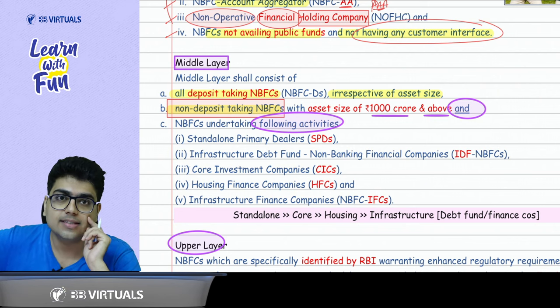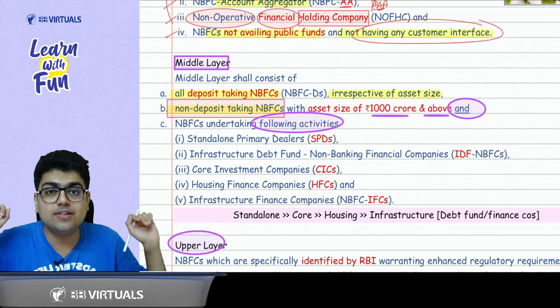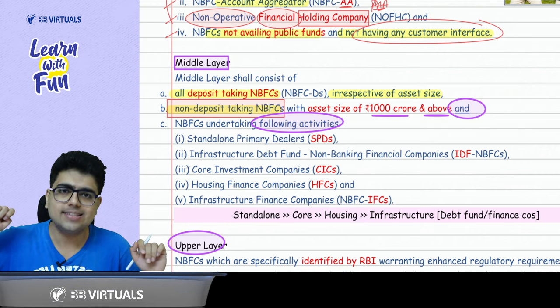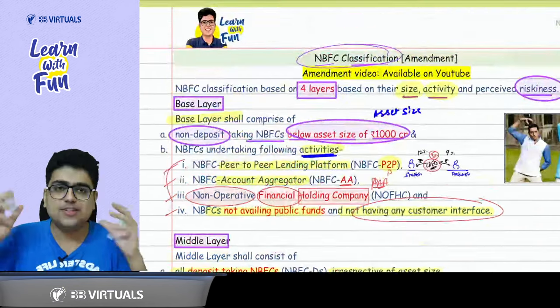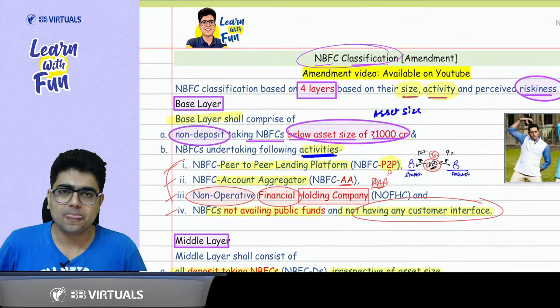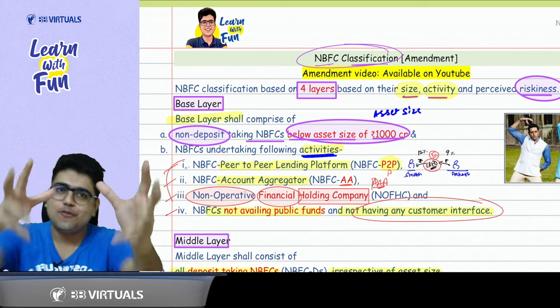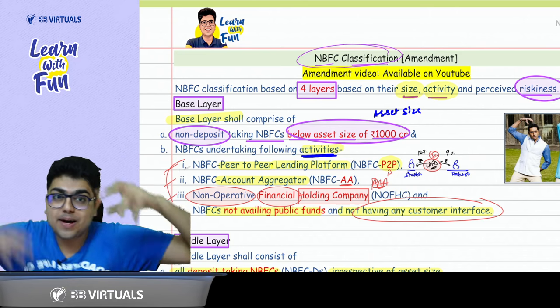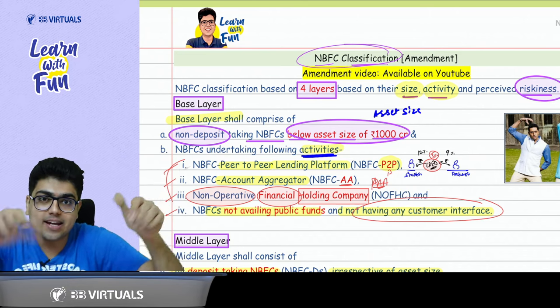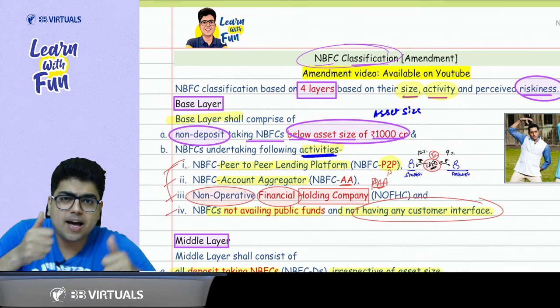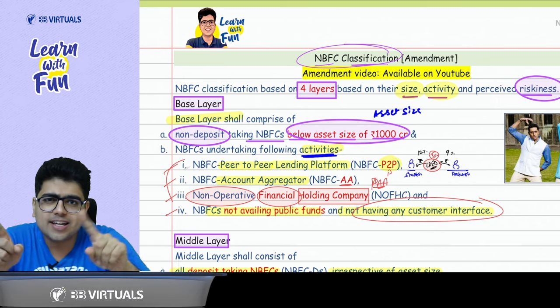The answer is yes. Sir, but we have forgotten the other ones. No, you have not forgotten. You want me to revise it again? Yes, sir. Let's revise it again. First of all, base layer, asset size. First of all, non-deposit-taking, asset size less than 1000 crore. What are the different types of activity? PA, PA, parent holding company. Sing with me: PA, PA, parent holding company.